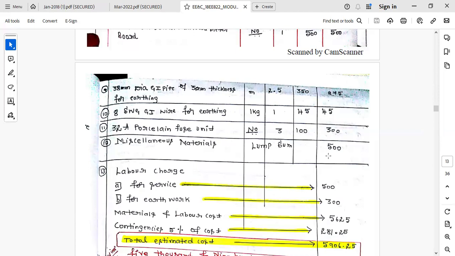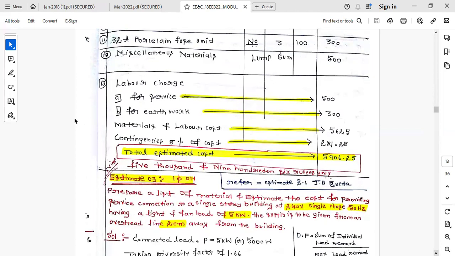Miscellaneous material, put 500 as lump sum. Next, consider labor charge. Labor for service 500, for earth wiring 300. Calculate the total of material and labor cost. Including this one, we are going to get 5625.